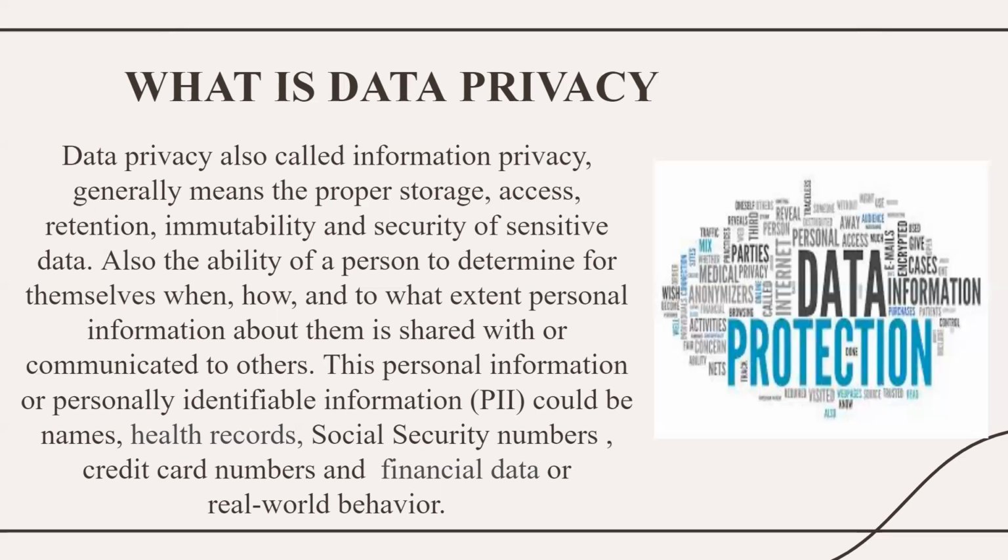So this personal information that a person needs to determine how, when, and to what extent it should be shared is often called PII, which is personally identifiable information. And this information could be names, health records, social security numbers, credit card numbers, and financial data. In fact, even real world behaviors.